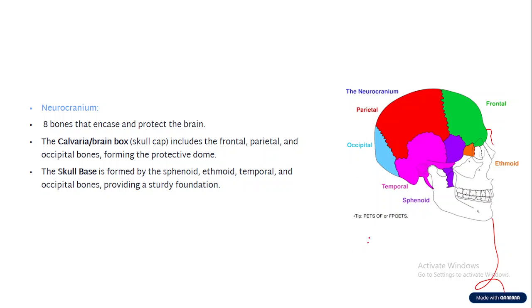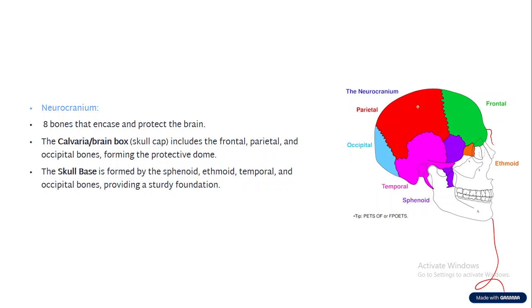In the calvaria or brain box, there are 8 bones that encase and protect the brain. So the calvaria or the upper portion of the skull, that is the brain box, and the base of the skull, both of them are formed by major 8 bones. First is the frontal bone, which is a single bone. This is the frontal bone.